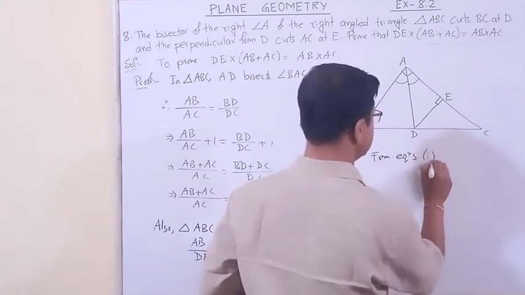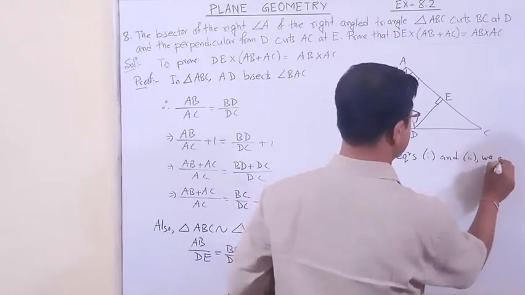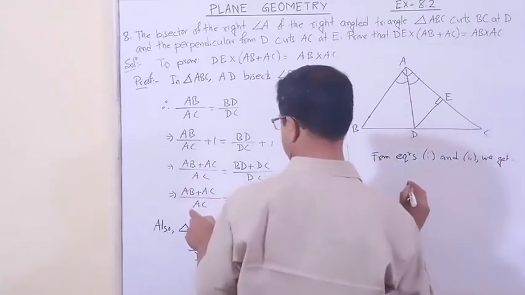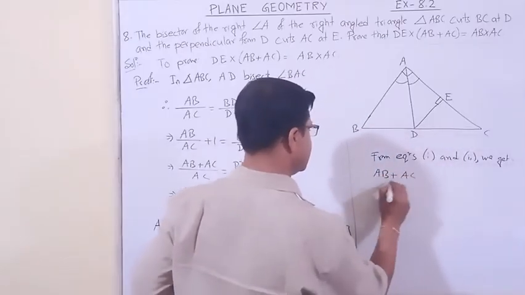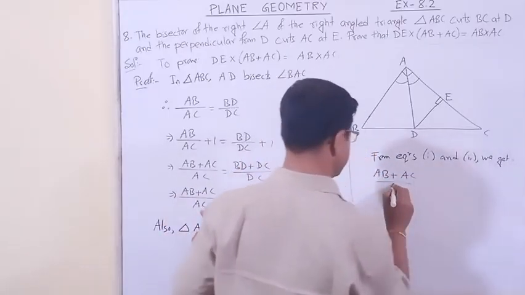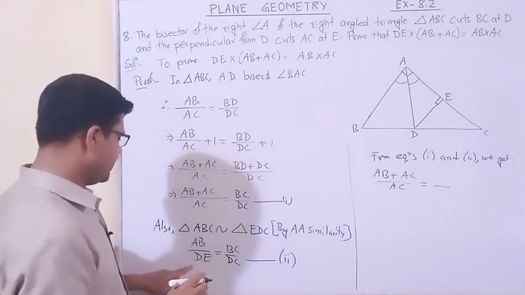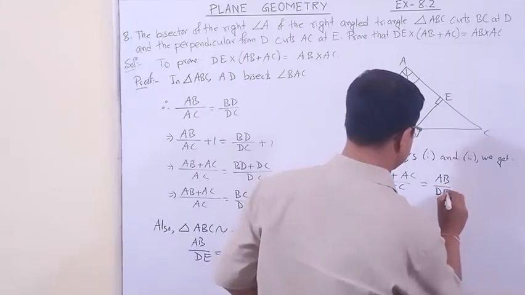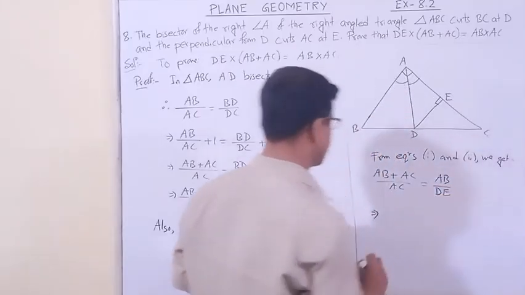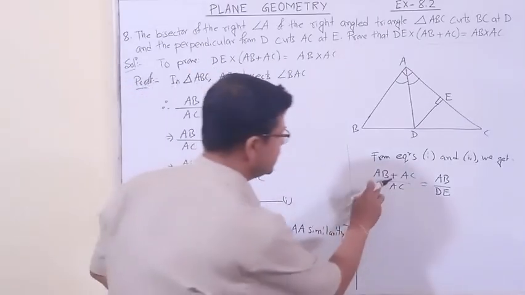From equations 1 and 2 we get, what do we obtain? That this (AB plus AC) divided by AC is equal to AB by DE. But what are we asked to prove? We are asked to prove DE into this. So we have to multiply.